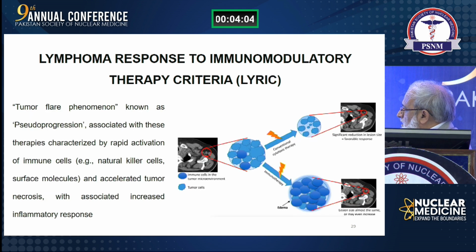Here, for example, with conventional cytotoxic therapy, the size and FDG uptake go down, but when we are talking about immunotherapy, then there will be edema. Apparently, these cells which are non-cancerous will take up FDG, and we can see something like a tumor flare phenomenon. And we have to be careful about that. When immunotherapy is being given, we should not be labeling the patient as having progressive disease.